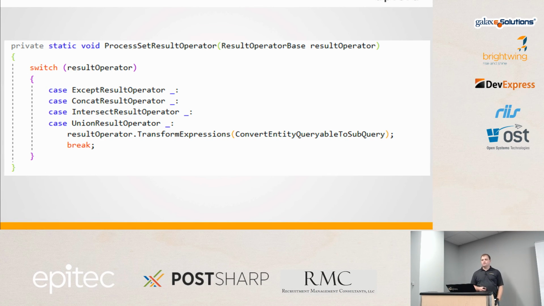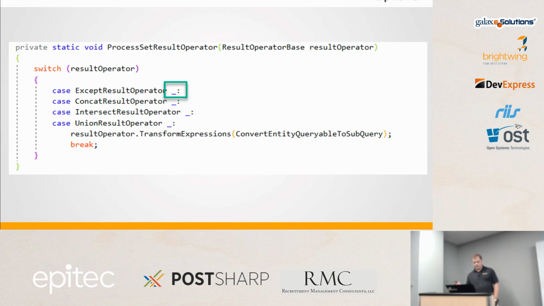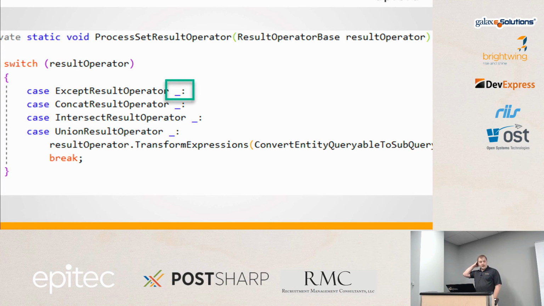Here's another sample from C# 7. It's out of the EF Core code base. And here we're matching on 4 different types. And if the result operator is one of those 4 types, then we will call the transform expressions method. But the thing that I want to point out here is there's actually a new operator that's new in C# 7. It's that guy. And if you look closely, it's blue because it's actually now a reserved keyword. That's, in pattern matching, this is the discard operator. You could also think of it as the I don't care operator.